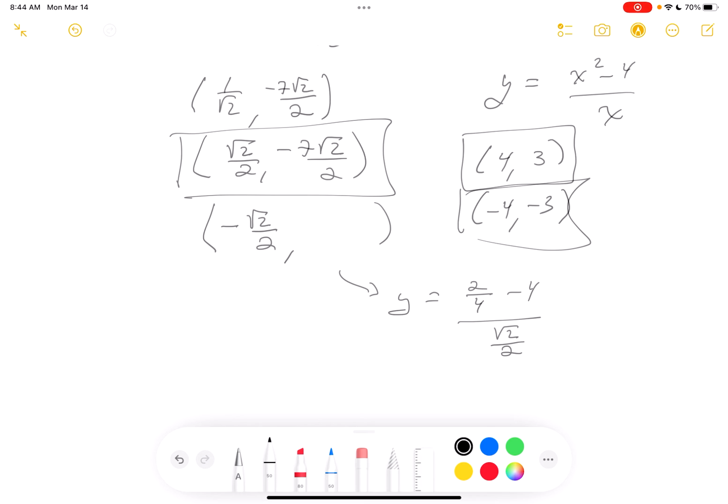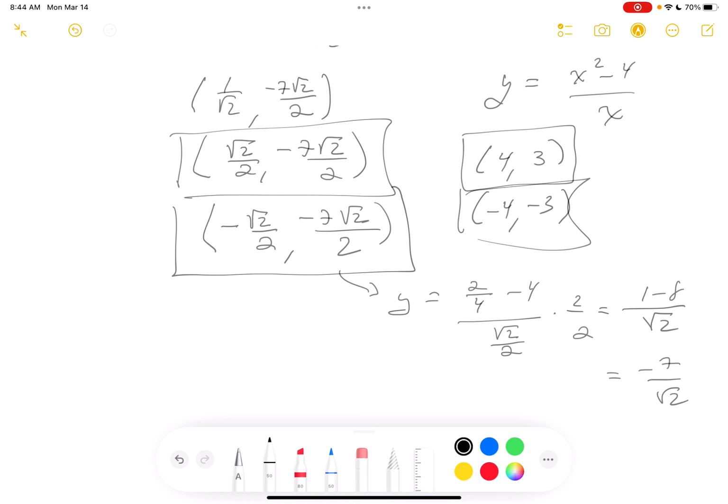I'm going to multiply top and bottom by 2. The bottom you get root 2. And the top, what do you get? Well, let's see, you get 1 minus 8, which is going to be minus 7 over root 2. And multiply top and bottom now by root 2, you get minus 7 root 2 over 2. All right? All right, let's look at our answers, see if we got it.